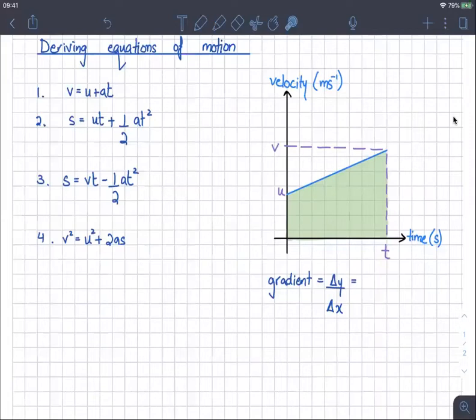Hi, so in this video, we're going to be looking at how to derive the equations of motion that we keep seeing in AS level physics in the chapter on kinematics. The four equations are given right here, and we're interested in seeing how these can be derived. And that's pretty important because it's explicitly a part of the syllabus.